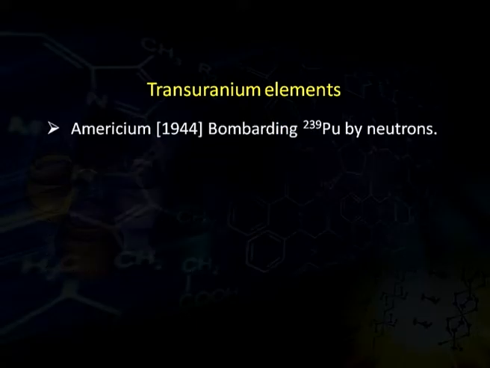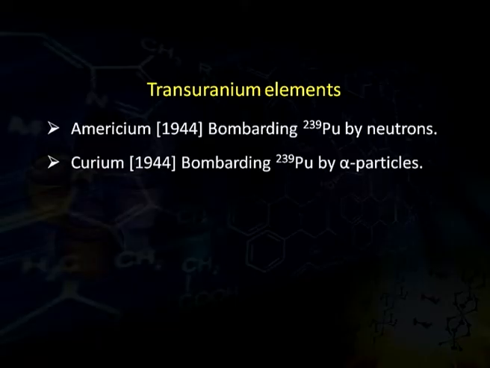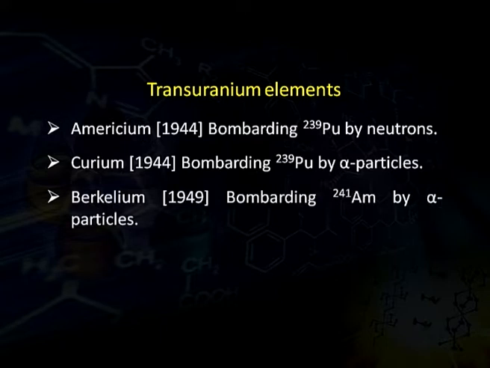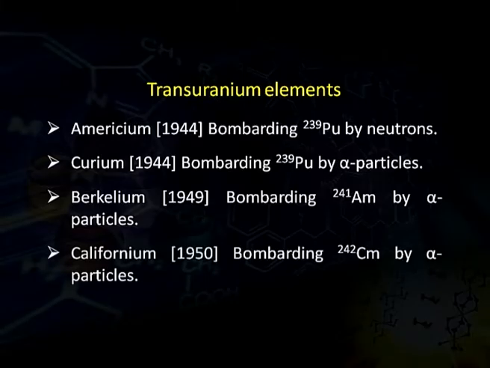Americium was discovered in 1944 by bombarding plutonium-239 with neutrons. In 1944 itself, curium was discovered by bombarding plutonium with alpha particles. This means americium was discovered by neutrons bombarded on plutonium-239, while the bombardment of alpha particles caused the formation of curium. Berkelium was discovered in 1949 by bombarding americium-241 with alpha particles, and alpha particles bombarded on curium formed californium, which was prepared in 1950.